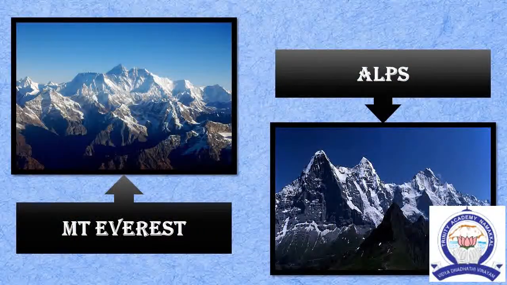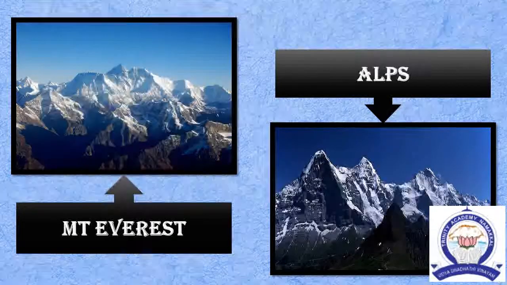Now, let us learn more about mountains. The difference in height and shape is due to the age of the mountains. Yes, mountains also have ages. The mountains are classified into older mountains and young mountains. Children, we can see the examples of young mountains and older mountains.